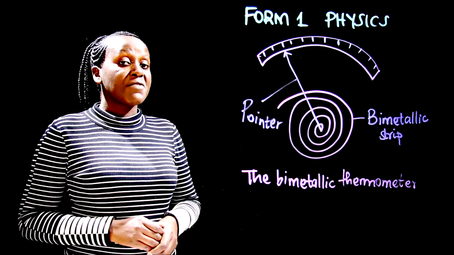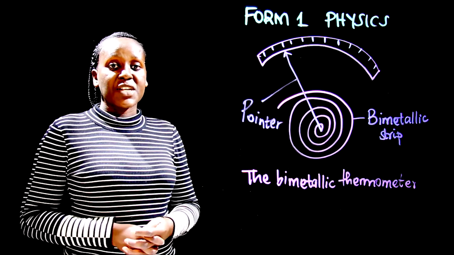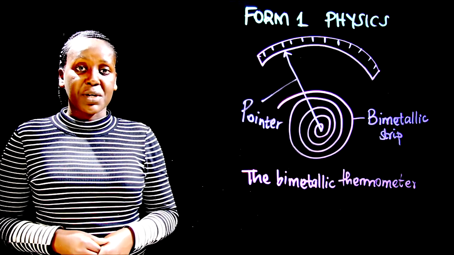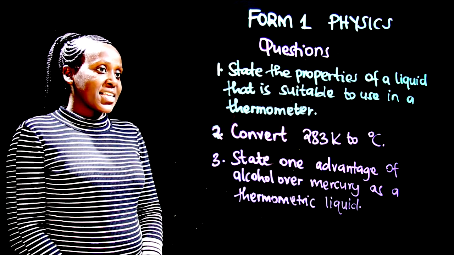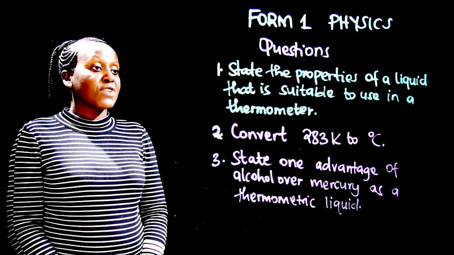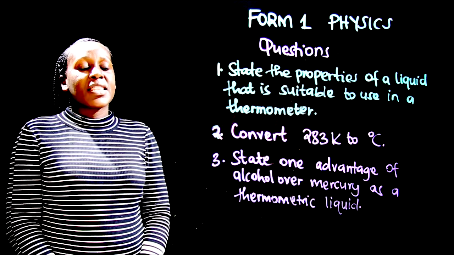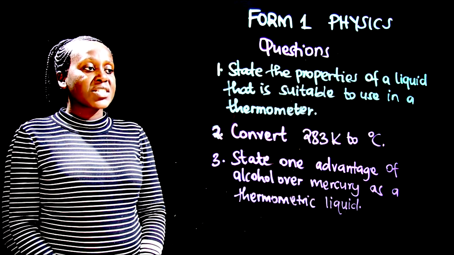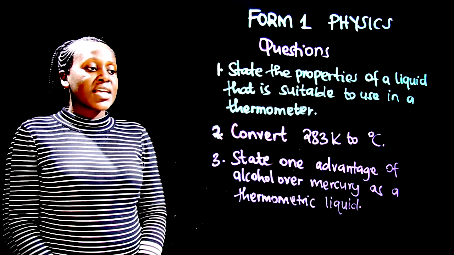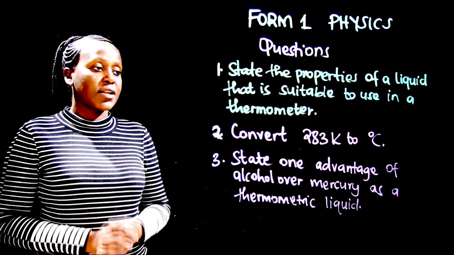So now we have come to the end of the topic of thermal expansion. I'll give you a few questions to attempt, to test whether you have understood what we have learned in this topic. For your practice, you're going to attempt these three questions. Number 1, state the properties of a liquid that is suitable to use in a thermometer. Number 2, convert 283 Kelvin to degrees Celsius. Number 3, state one advantage of alcohol over mercury as a thermometric liquid.